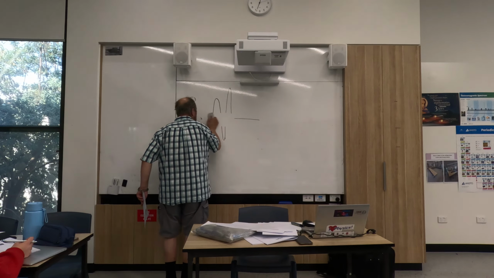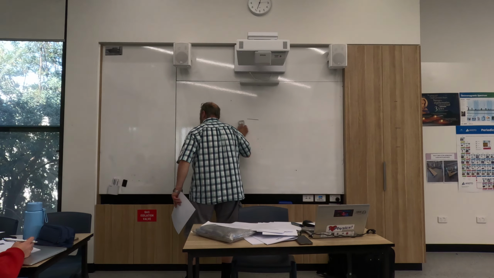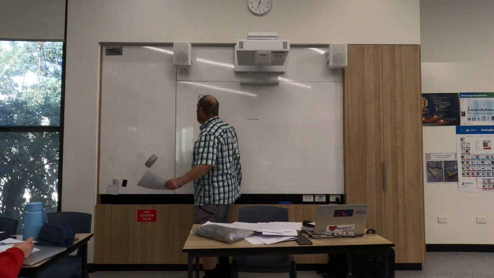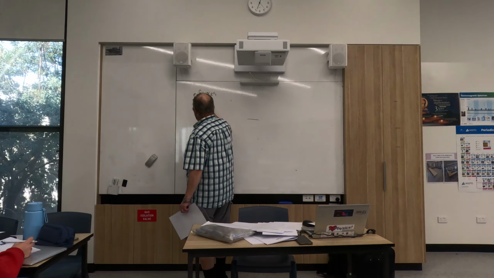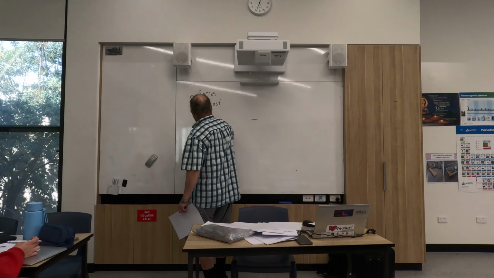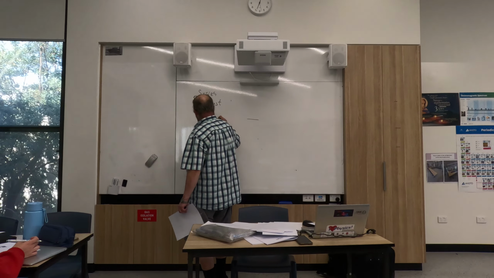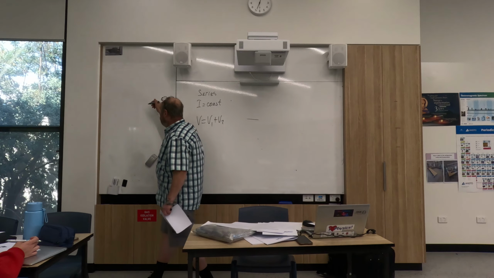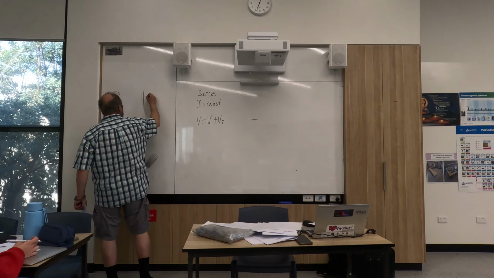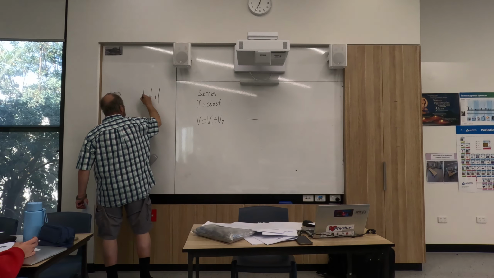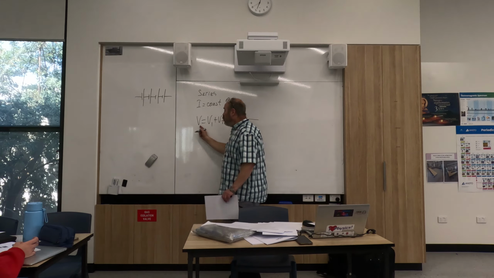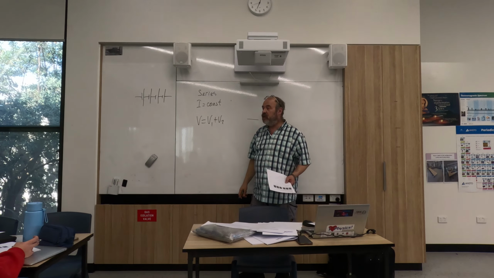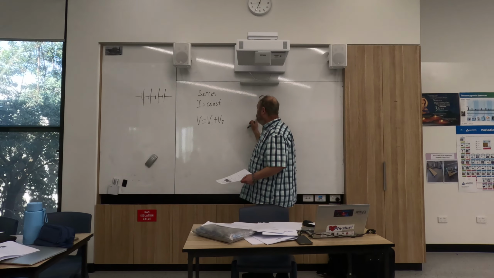In a series connection, what is the same? In a series connection, current is constant and voltages are added, V1 plus V2, when we have a few cells connected in series. This is the series connection of the cells. Total voltage, we add voltages, current is the same.